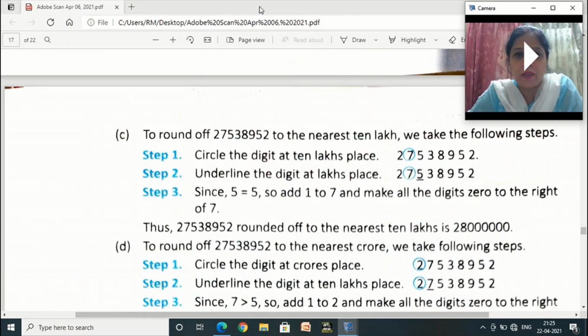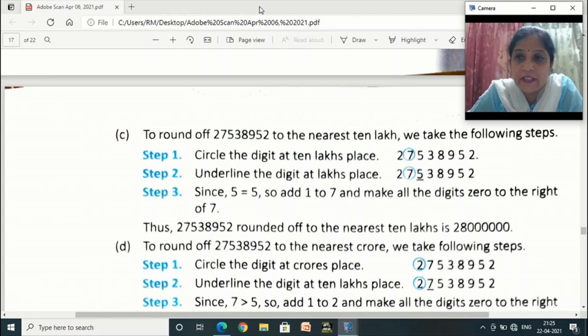Now we have to round off 2 crore 75 lakh 38,952 to the nearest 10 lakh. What steps will we follow? We will circle the digit at the 10 lakhs place. The digit at the 10 lakhs place is 7. Now we will underline the digit at the lakhs place. The digit at the lakhs place is 5.